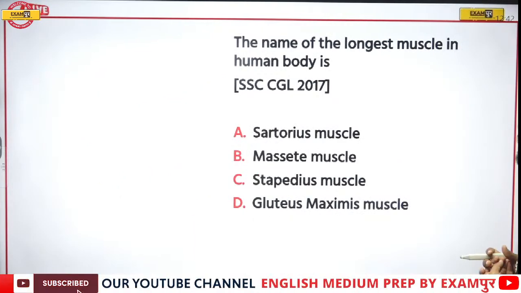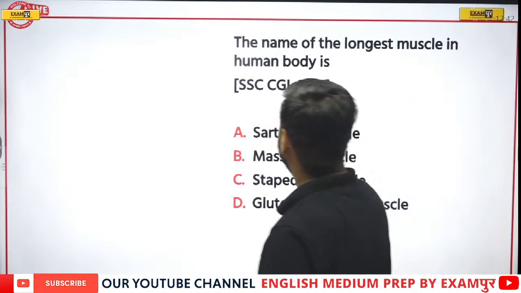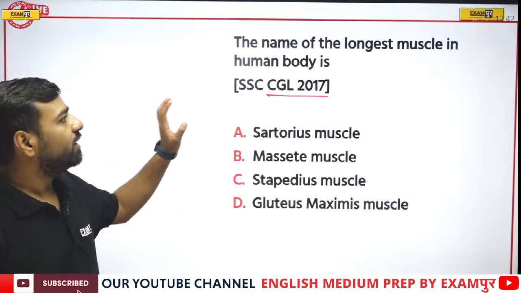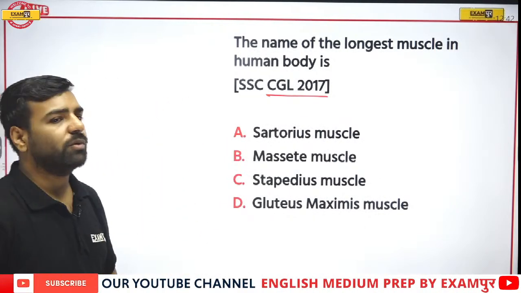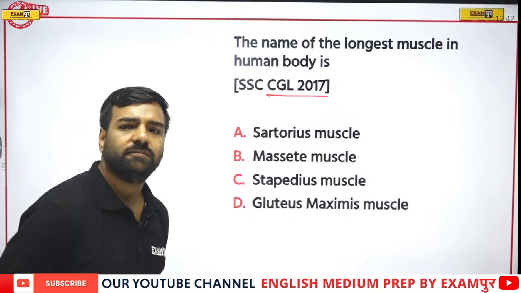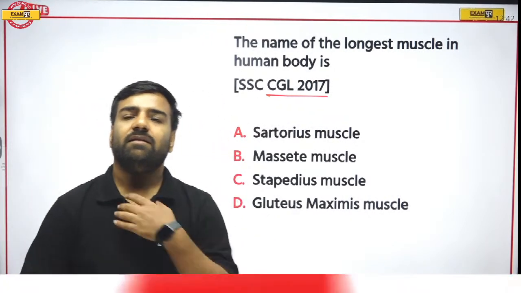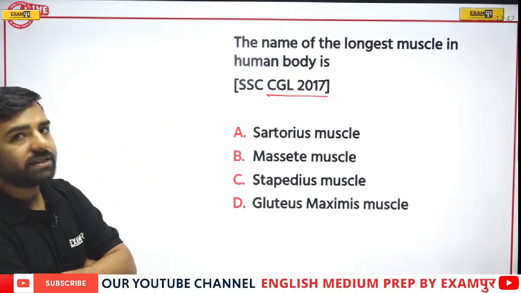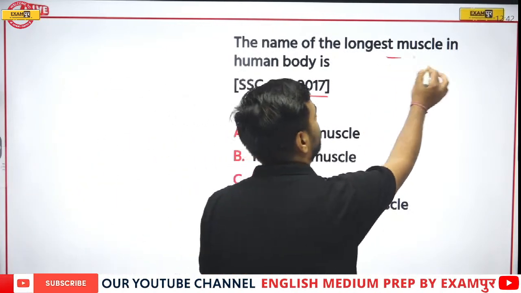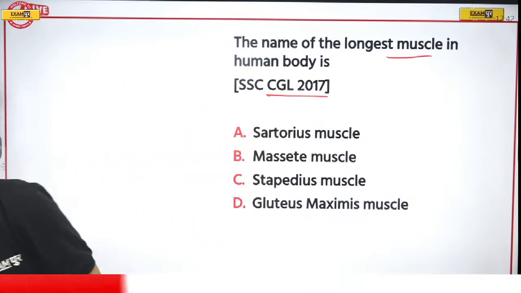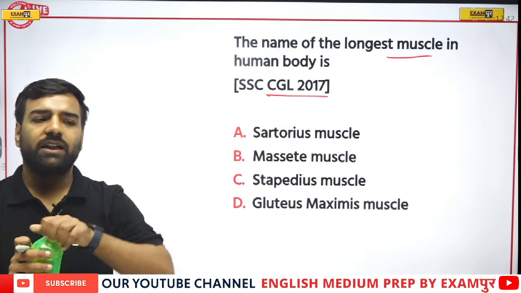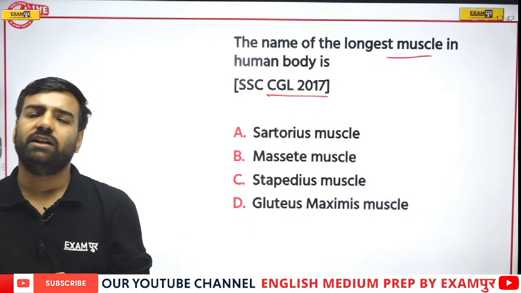Next, the name of the longest muscle in the human body is dash. Now, this question is from CGL 2017. Which is the longest muscle in the human body? So, what is going to be the correct answer? The longest bone. Sorry, the longest muscle. What is going to be the correct answer? Waiting for the answer from everyone. Till then, I'll have water. I'm just wanting the answer from everyone.